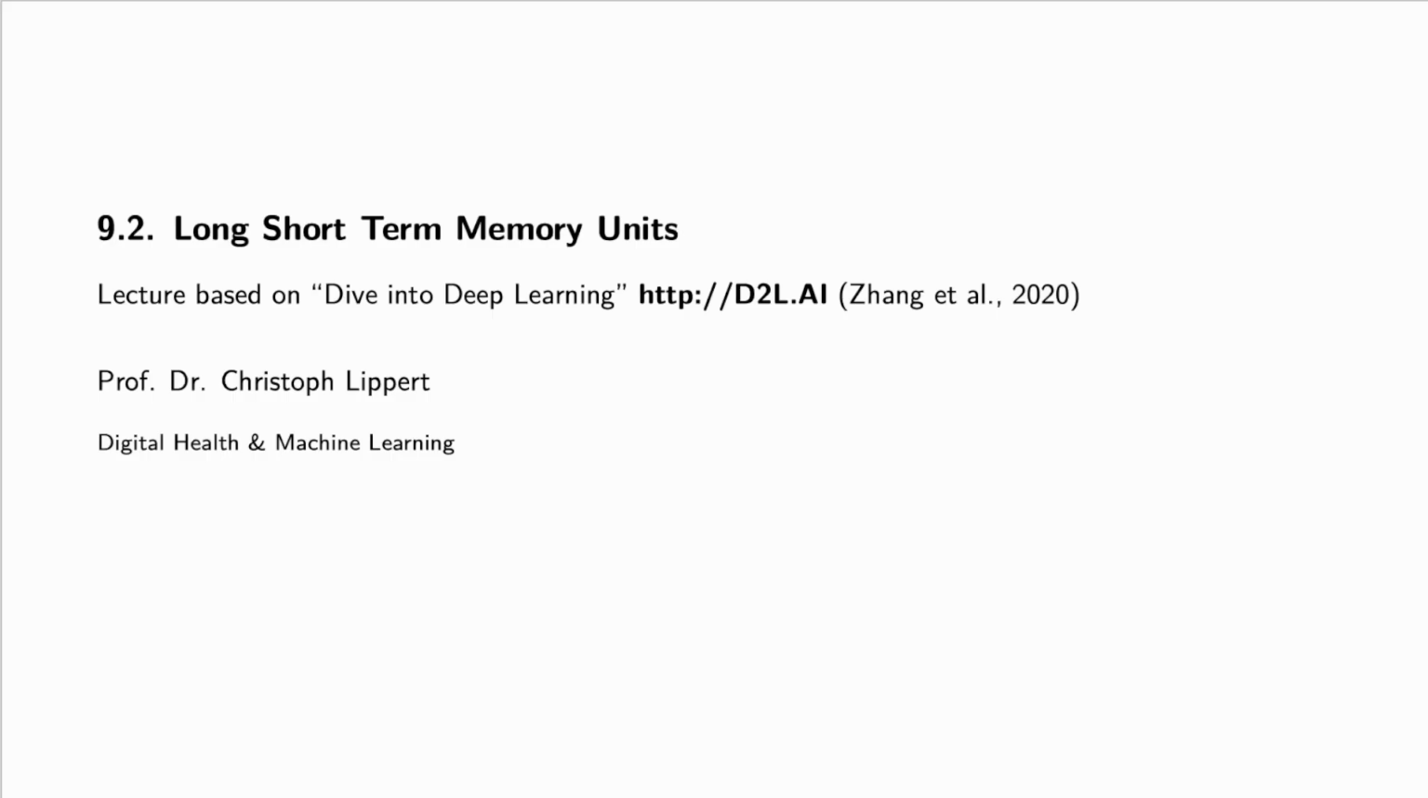So in the last lecture we talked about gated recurrent units, which we said are a simpler form of the earlier proposed long short-term memory, which are the topic of this video. So let's get right into it.